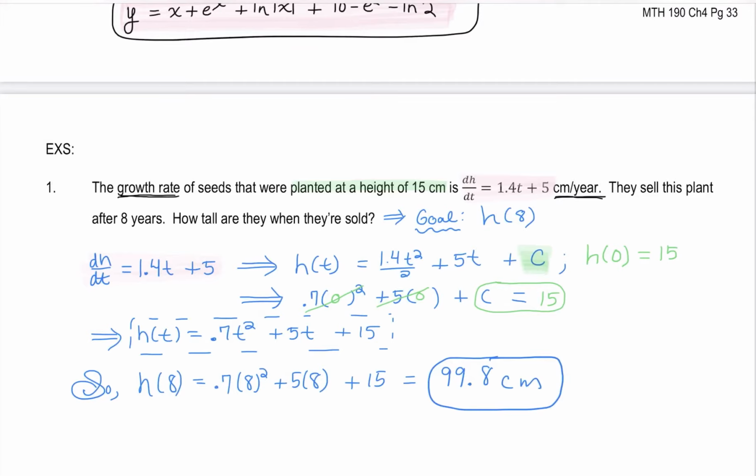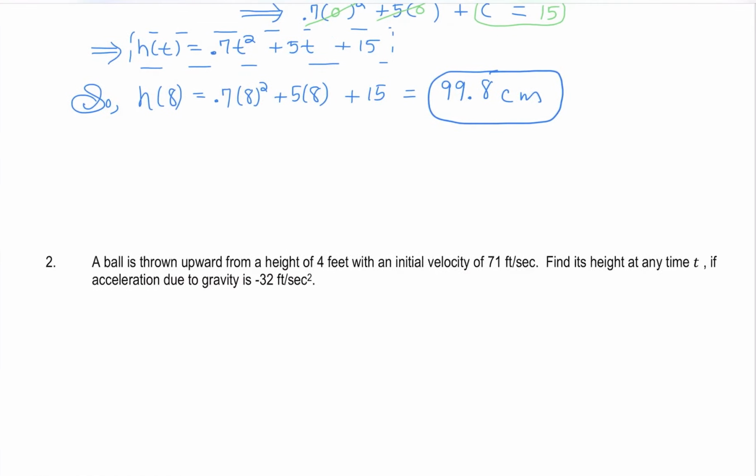All right, let's look at one more in this video. Number 2. This one says a ball is thrown upward from a height of 4 feet with an initial velocity of 71 feet per second. Find its height at any time t if acceleration due to gravity is negative 32 feet per second squared. So my goal in this one is simply to find the original position function, what we often call s of t.